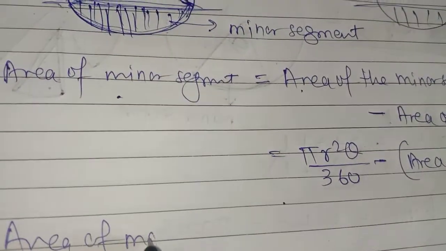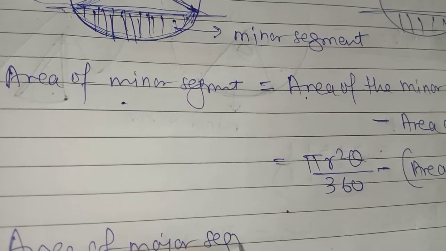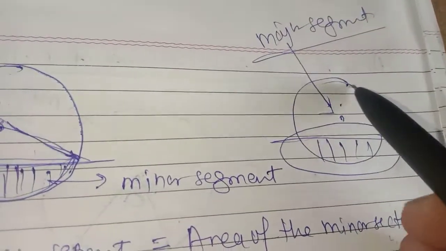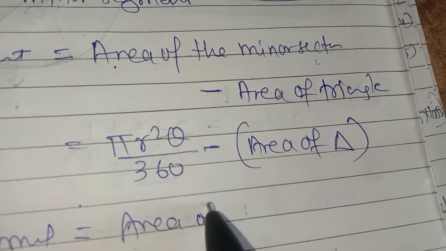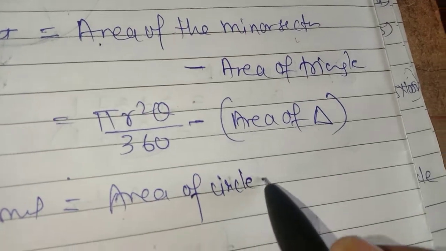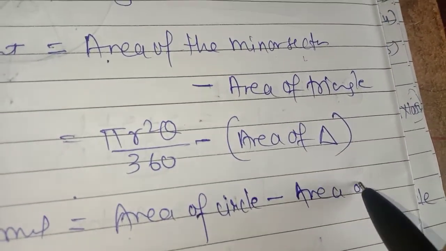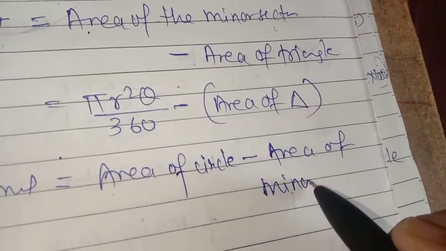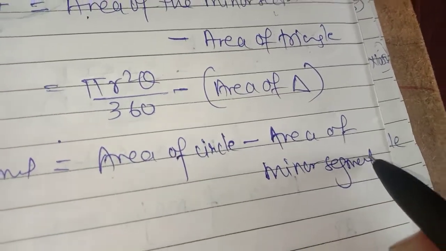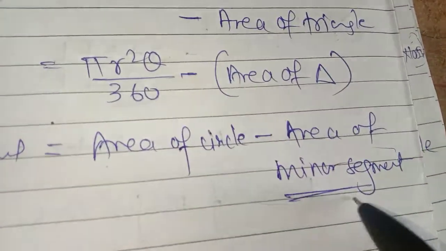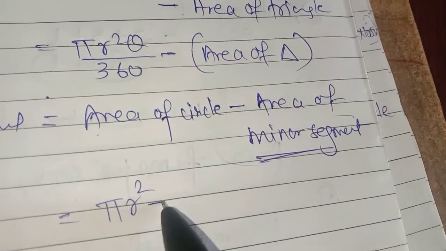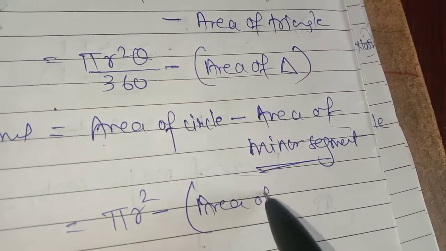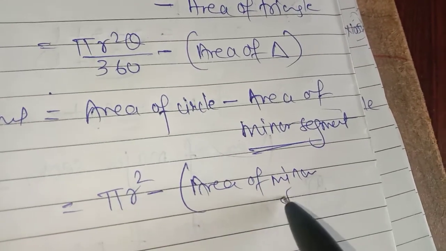Same way, we have the second one for the major segment. Area of major segment: we have taken the minor segment from the total circle. So we have area of circle minus area of minor segment. Remember the terms here, it is minor segment, not minor sector. So the area of circle is pi r square, minus area of minor segment.